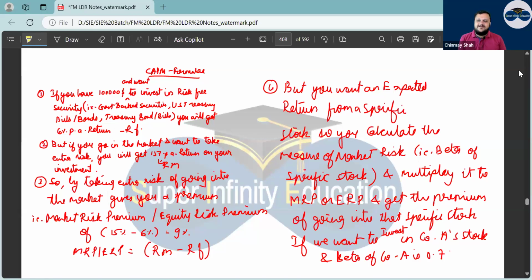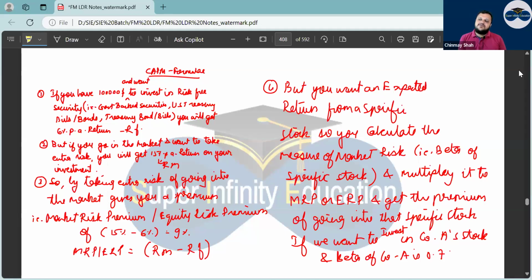But if you go into the market, extra risk premium means how much? From 6% to 15%, that is 9%. So by taking the extra risk of going into the market, you get a premium. That is the market risk premium: RM minus RF. But you have to have the expected return from a specific stock. So you calculate the measure of market risk, that is beta of the specific stock, and multiply it with the market risk. Generally going into the market, I will get 15%, that is 9% over the RF, correct?